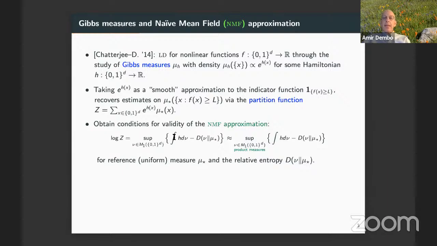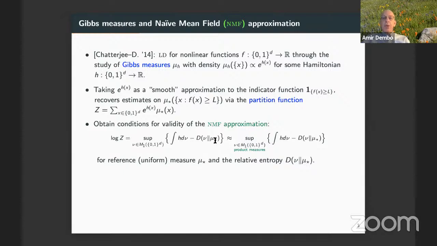As it is, it doesn't really help us calculate the log of Z because the sup is over a huge collection, and it's actually an identity. So if you solve this optimization problem, you end up with what you started with. However, the naive mean field approximation is, if you want, a postulate or a conjecture that you can try to prove, that the supremum is approximately attained by product measures.